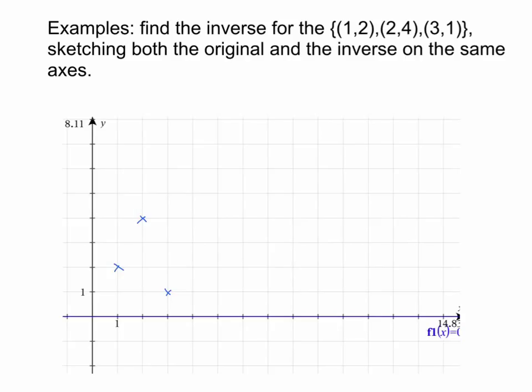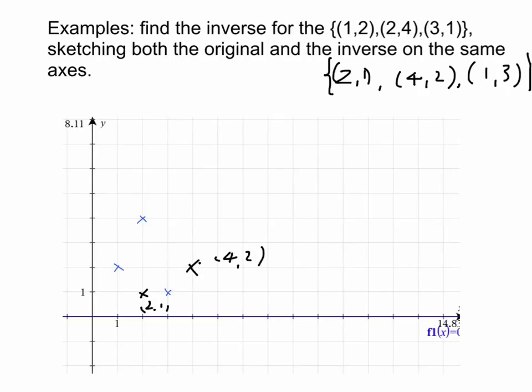Okay, so lucky last one is a relation with 3 points, just like we started. So this point is (1, 2), this point is (2, 4), and this point is (3, 1). To get the inverse, you have to swap the x and the y values. So you get (2, 1), (4, 2), and (1, 3). Again, use the curly braces. So (2, 1) would be over here, (4, 2) would be there, and (1, 3) is over here.